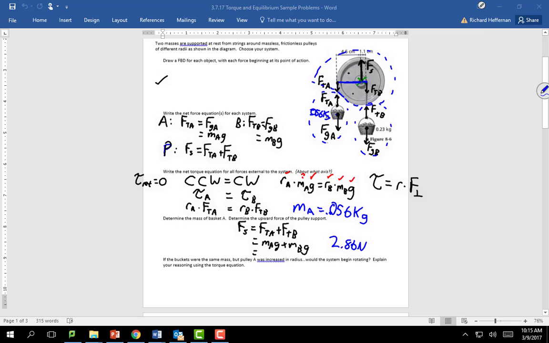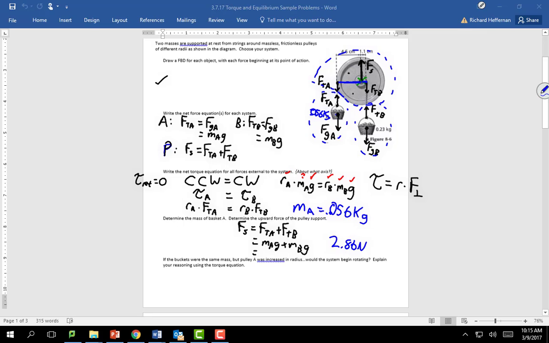Oh, it would rotate. Yes. What's your reasoning? Because the force applied stays the same, but the radius of A would increase. It's a direct relationship between these two. That was so on the right track to being an AP answer. Awesome.